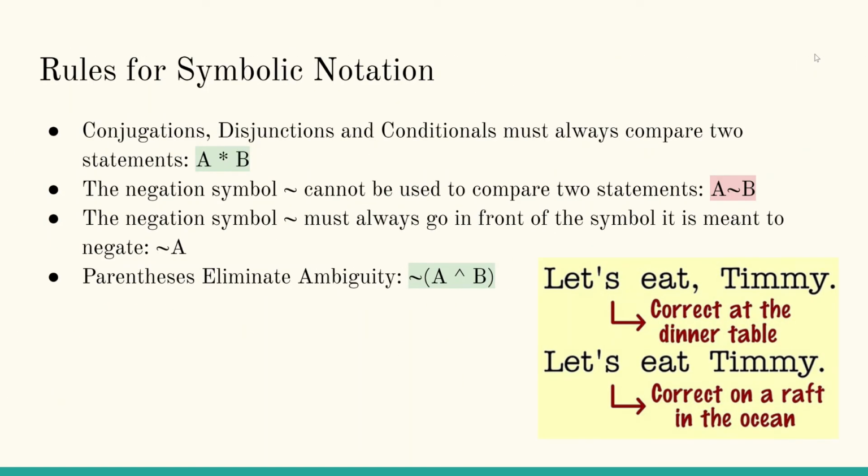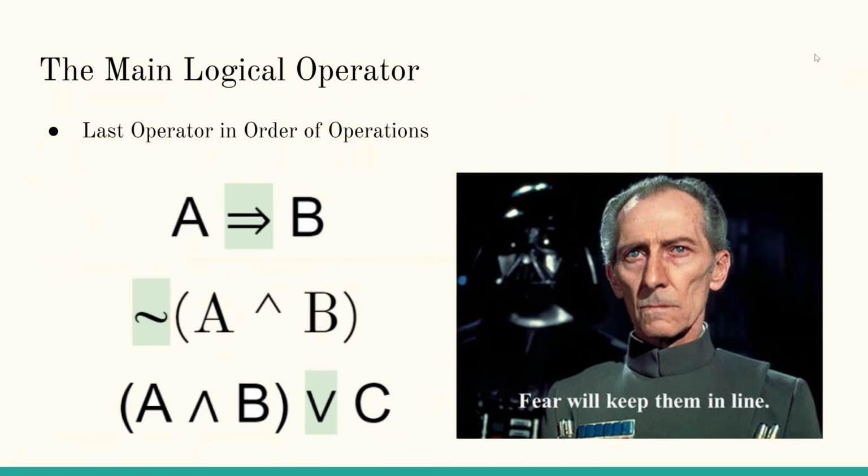There are grammatical rules for these logical operators. Conjunctions, disjunctions, and conditionals must always compare two statements. However, the negation symbol can never be used to compare two statements. Negation can only be applied to a single statement. In the case of ambiguous statements, we use parentheses to specify order of operations. The last logical operator in the line of operations is called the main logical operation.